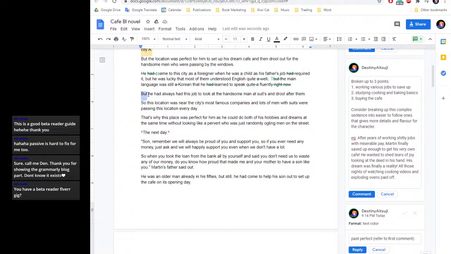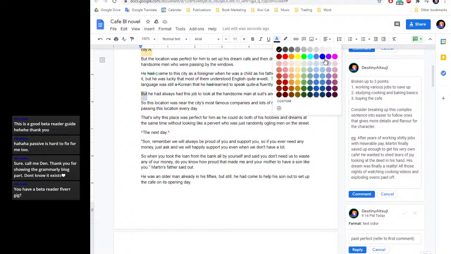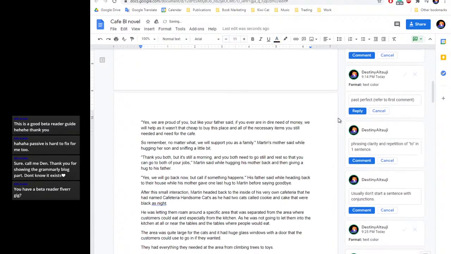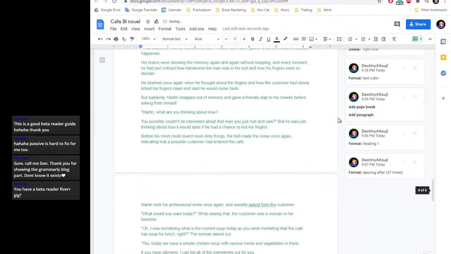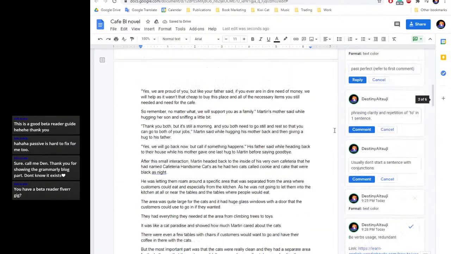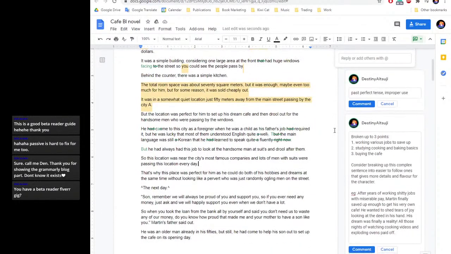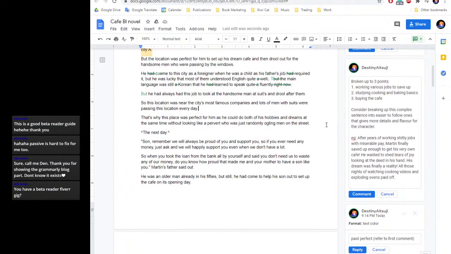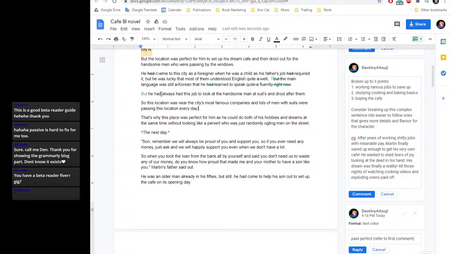Again with the conjunction. So I will just highlight this in purple because I've said it before. I think by the end of this author might just try and kill me because the comment sections are already up to here, but I'm not even done with the first page. So if you have me as a beta reader, be prepared. Be very, very prepared. So, okay. But he had always had this job to look, but, okay.